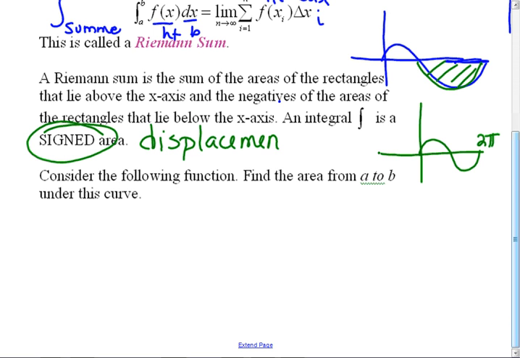If you want the total area, you're going to have to absolute value it. Okay, so I did that. That's on the other one. Now let's look at what the x values would be, just so we're kind of in the same place. And then we'll do the examples.